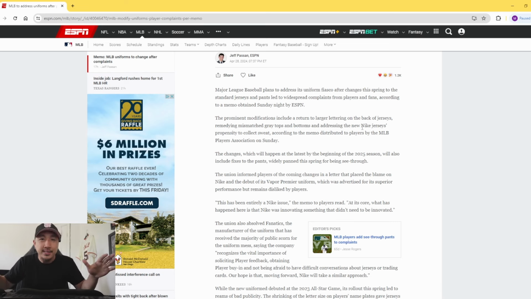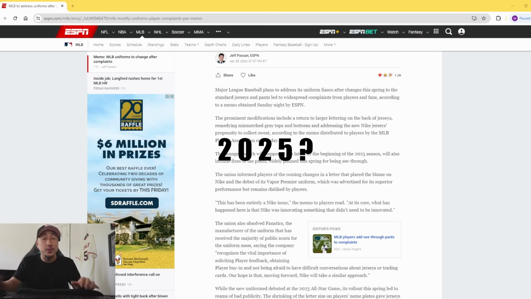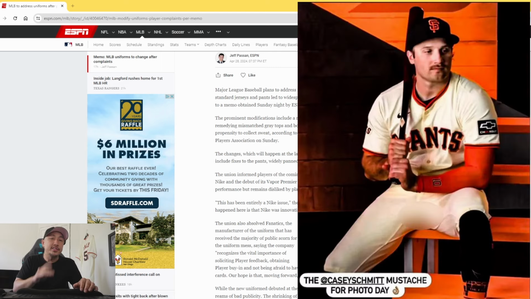I didn't know what propensity was, but it means ability, basically. The changes will happen at the latest by the beginning of the '25 season. There was definitely a lot of bad press because the pants look a little see-through. If you've seen the pictures, you know what I'm talking about.